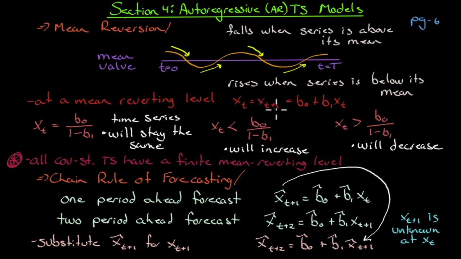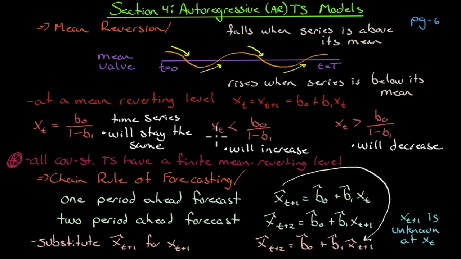So x(t+1) we know is equal to b0 plus b1 x(t). That's the lagged variable, where the lag of t plus 1 is t. So we could just get rid of the subscripts and solve for x = b0 + b1 x to find the mean reverting level, which is what we do. If you just use algebra and isolate x to one side, you will get b0 divided by 1 minus b1. So for any time series that is covariance stationary, we can find the mean reverting level by simply taking the intercept and dividing it by 1 minus the slope coefficient.